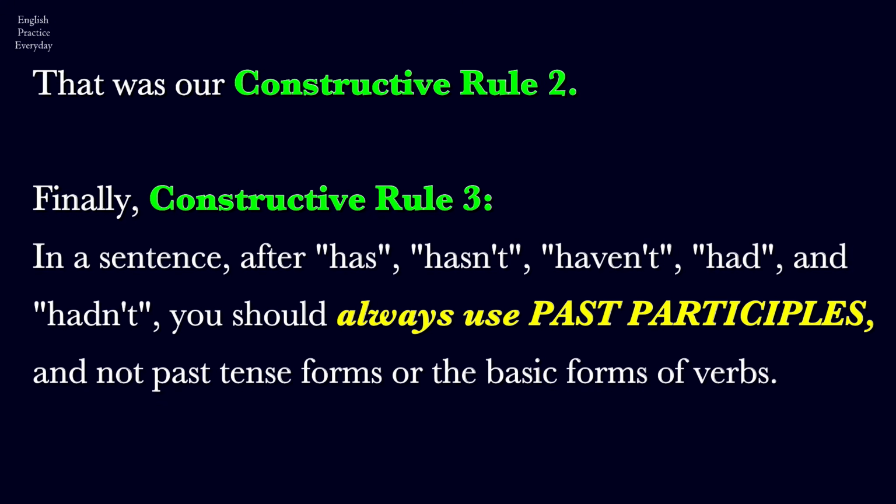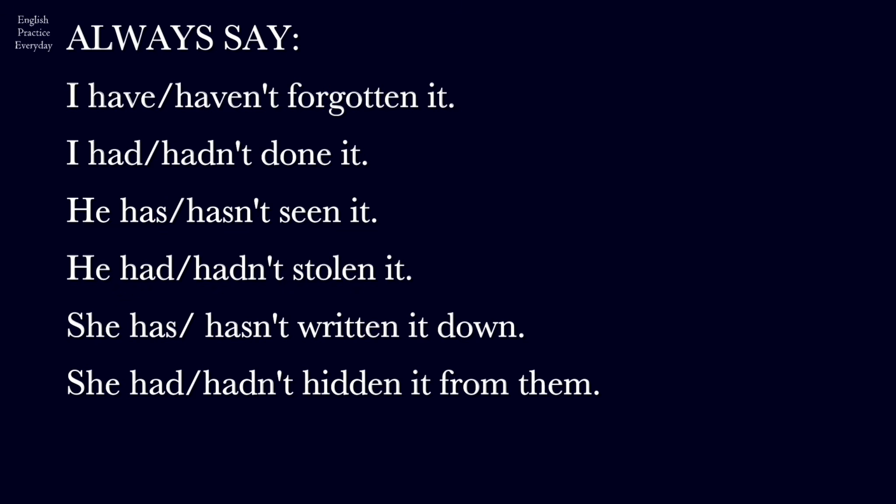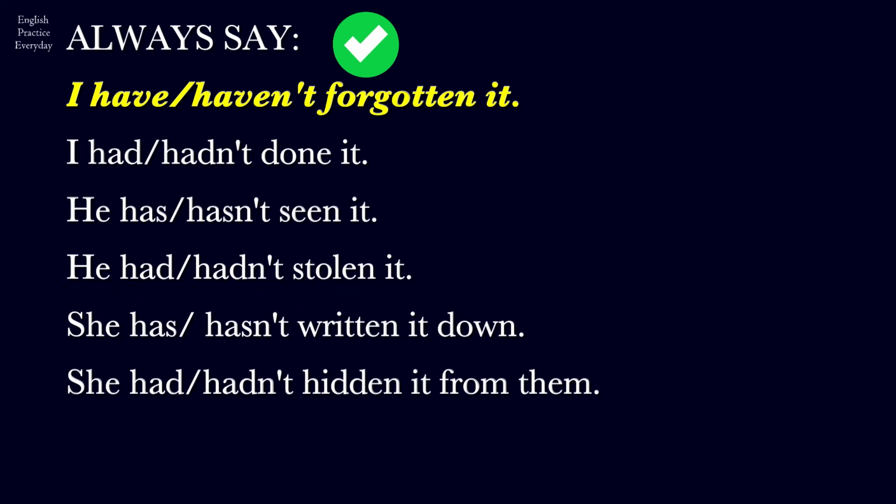In a sentence, after has, hasn't, haven't, had and hadn't, you should always use past participles and not past tense forms or the basic forms of verbs. So always say, I have forgotten it.